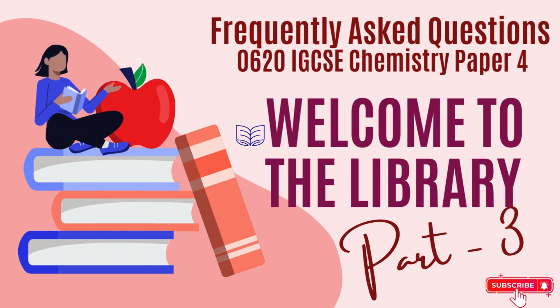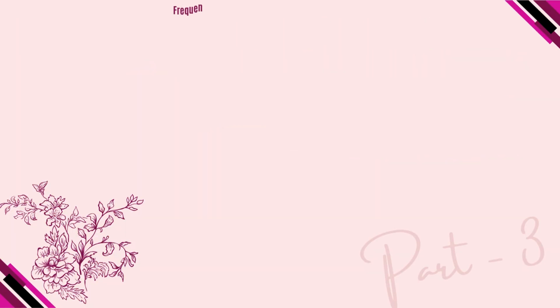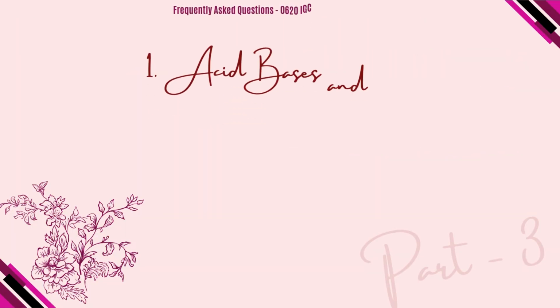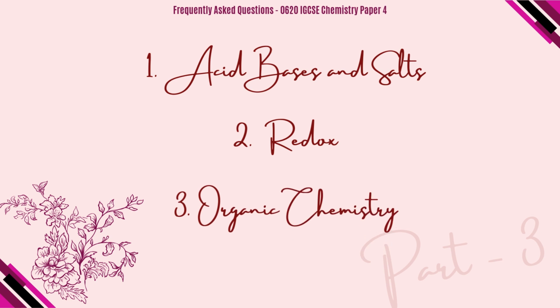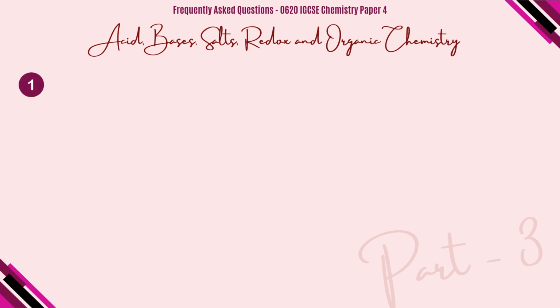Today we're going to discuss the topics which we have not covered in part 1 and part 2, and they are acids, bases and salts, some questions about redox reactions, and then we have organic chemistry. So these questions will cover some of the common questions, and this is one of them.